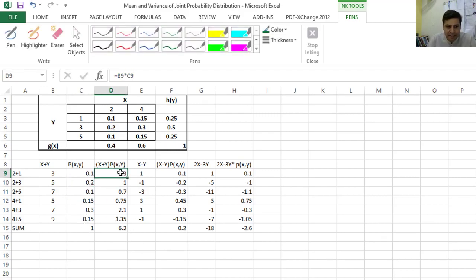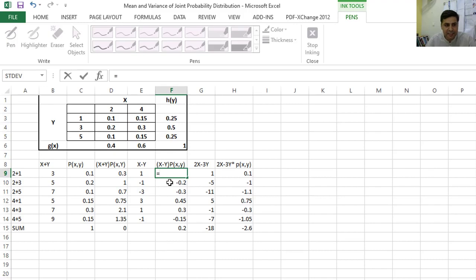Similarly, we put all these probabilities. Then in the next step, we want to calculate the multiplication of this and their joint probabilities. So you need to drag it down, and when you drag it down, you will calculate all these probabilities. In the next column, this is x minus y. When x is 2 and y is 1, 2 minus 1 will be 1. When x is 2 and y is 3, 2 minus 3 will be minus 1. When x is 2 and y is 5, it will be minus 3. When x is 4 and y is 1, it will be 3. When x is 4 and y is 3, it will be 1. When x is 4 and y is equal to 5, it will be minus 1.